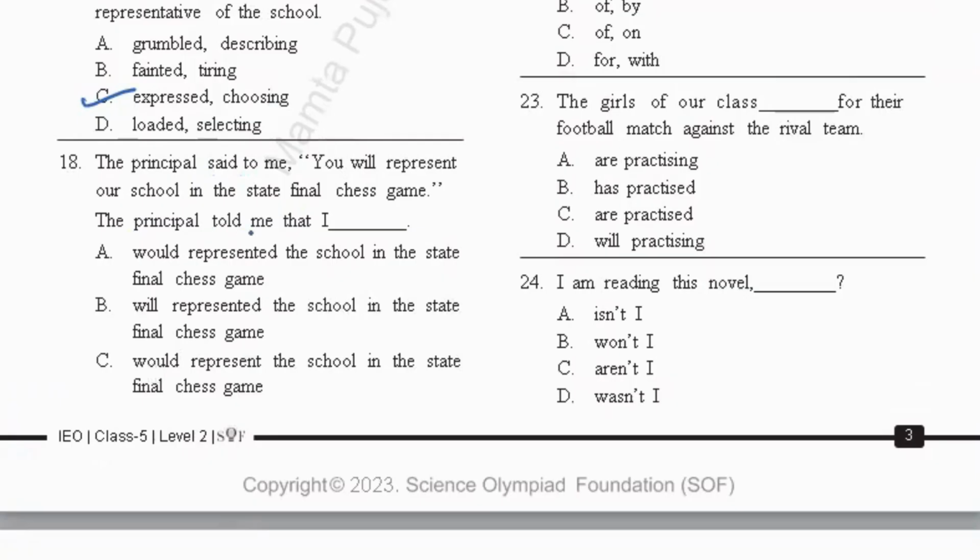The principal told me that I. So here you will represent our school in the state final chess game. You need to change the tense of this direct speech. So it should be I would represent the school in the state final chess game. So option C, your correct answer. Okay, will should be replaced with would.